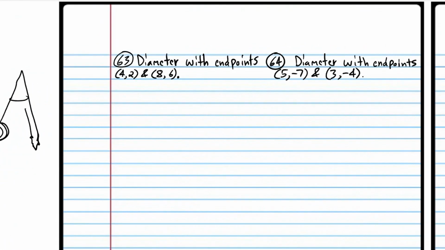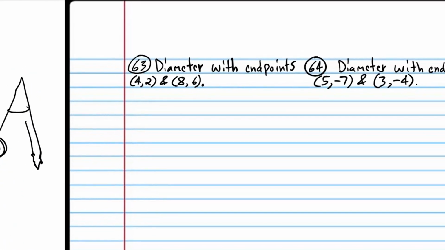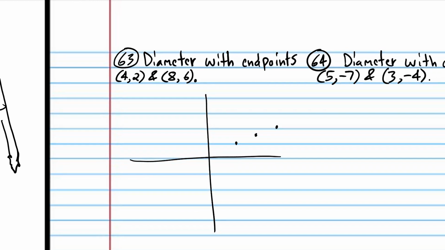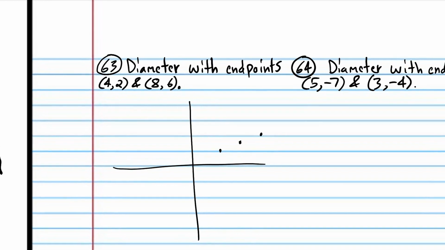So now the characteristic is we have a diameter with endpoints (4, 2) and (8, 6). What that means is if you graph this, we have (4, 2) and we have (8, 6), which is here. So that's a diameter. And what that means is that the center has got to be here, and you draw your circle like so. I didn't draw it very well, but you get the point. So what we have to do is find the center.